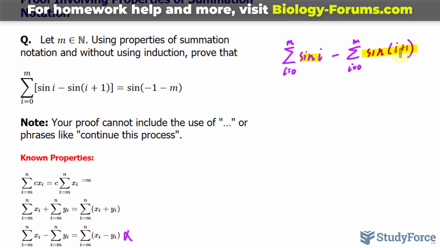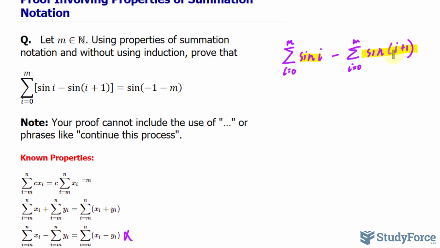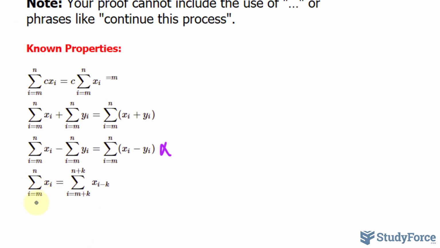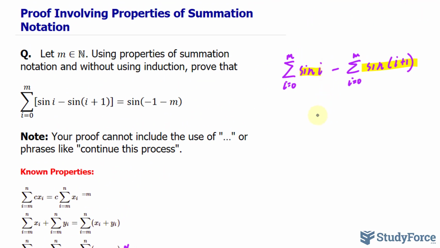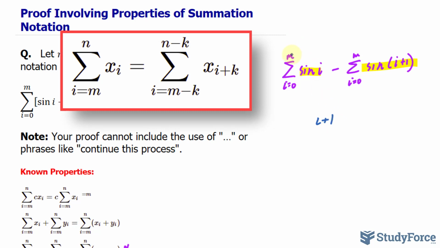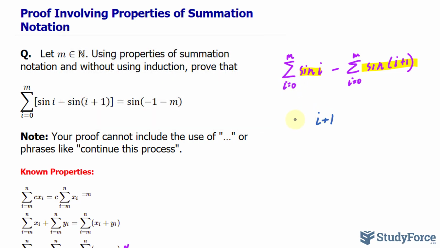This expression and this expression look very similar. So what I'll try to do is make sine i look like this by changing the bounds of this summation. For example, if we apply this property, we can write i as i plus 1 if we subtract 1 from m and 1 from the index 0. So I'll write it down as sine i plus 1, but now the bounds have changed to m minus 1 and i equals negative 1. This expression remains the way it is.